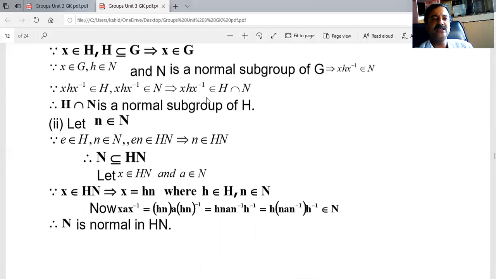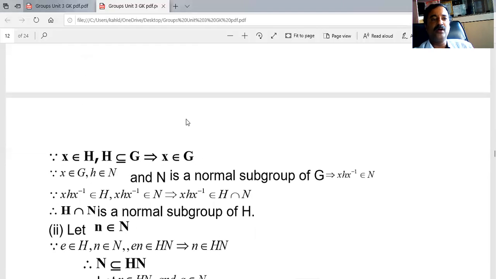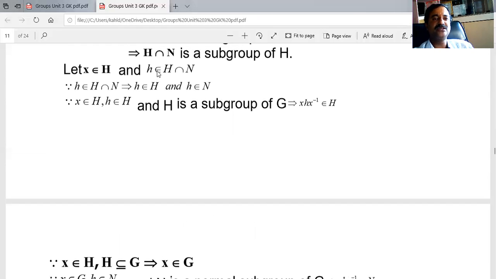That means xhx inverse belongs to both H and N, that is, H intersection N. What we have taken: x belongs to H, h belongs to H intersection N. Here we have taken H as a bigger set, like G.